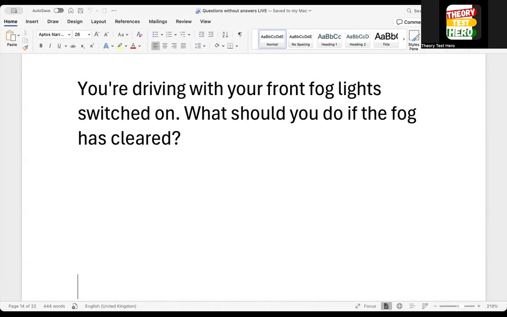Okay, we're going to move on now to some hazard perception. Has anyone got any questions before we move on? Okay, so when we're doing this, if you are already good at hazard perception, please don't change what you're doing.